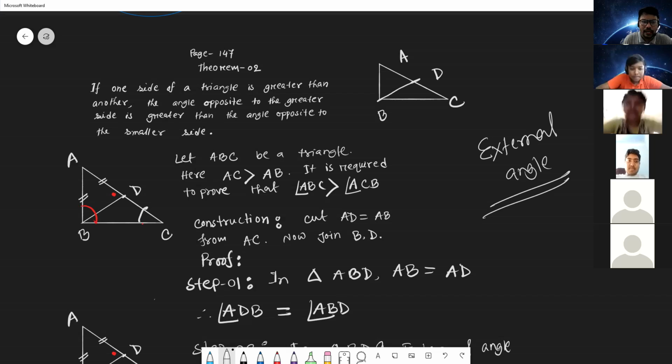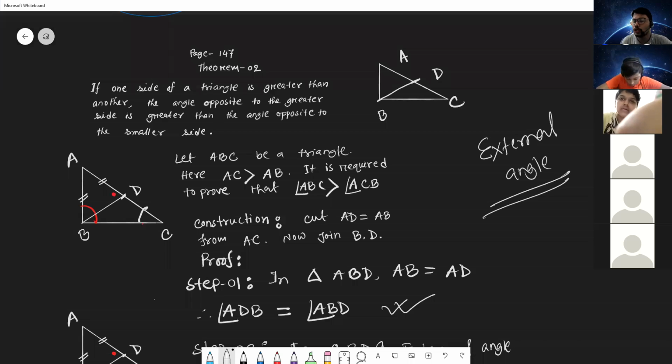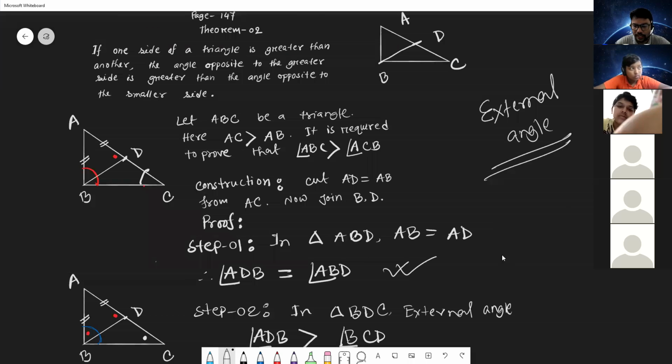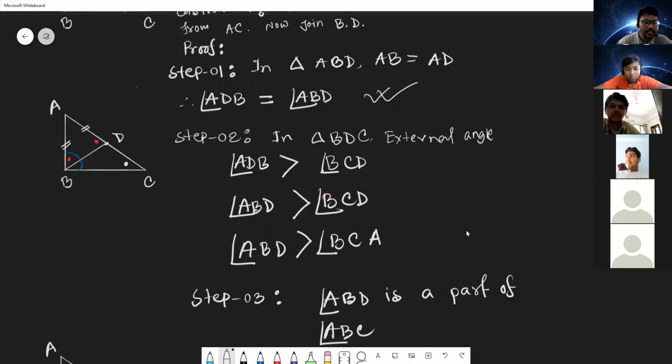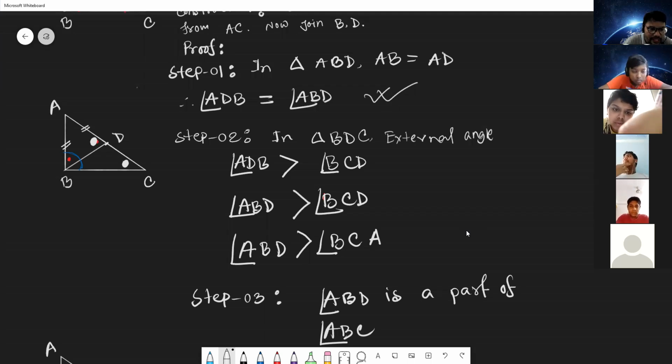In this construction, one piece of information is given: side AC is greater than AB. So now, first step, AC is greater than AB. Just cut AD equal to AB from the line segment AC. When two sides are the same, their opposite angles will be the same. We all know that in an isosceles triangle, the base angles are the same. Now step two: this external angle is greater than this angle. But D is the same as this B, they are the same. So this angle is greater than this angle. So step two, done.